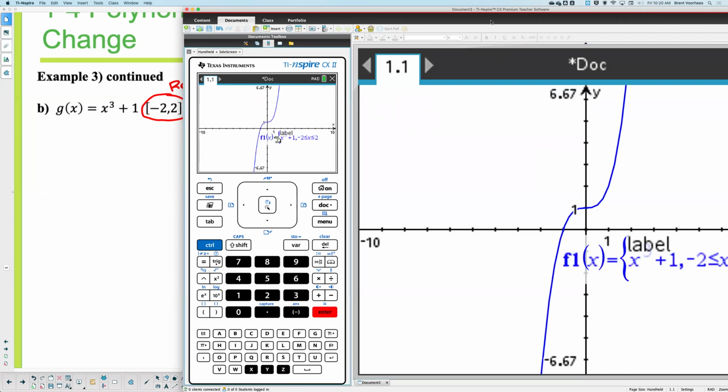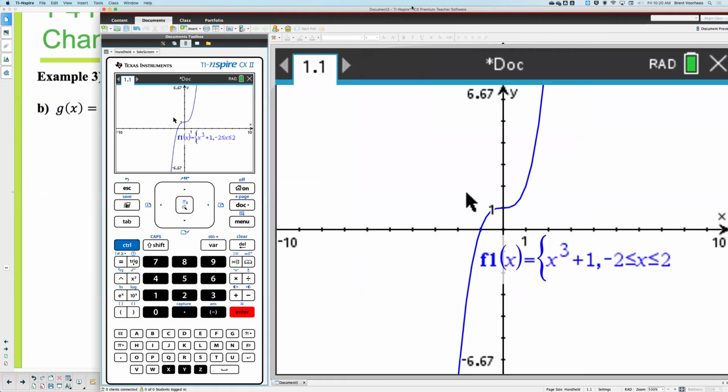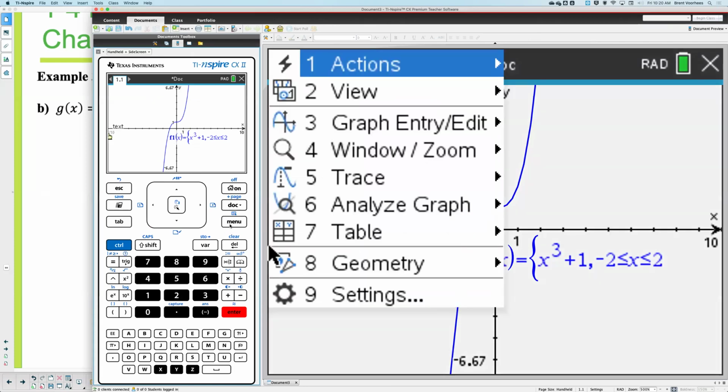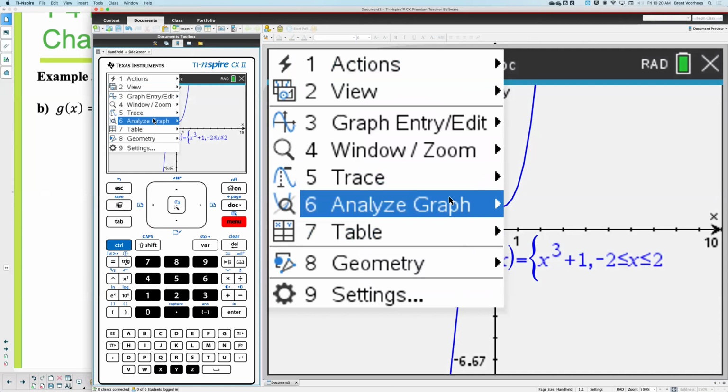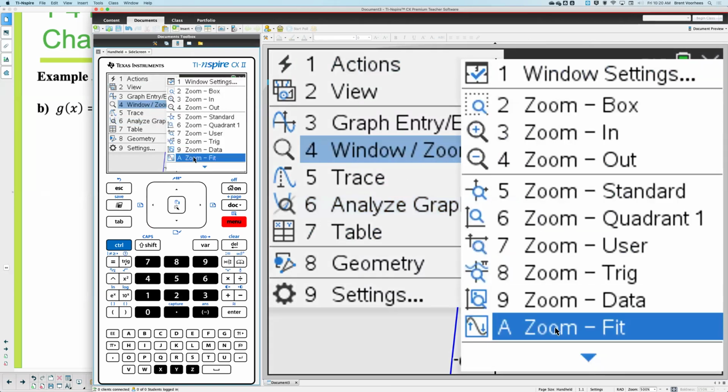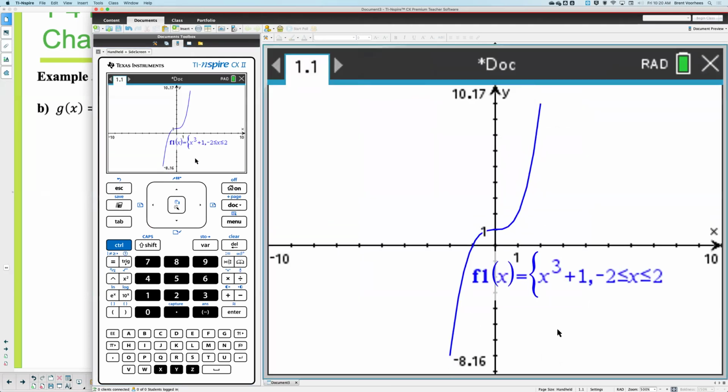The graph looks like it's going off the screen. But because of the restriction, it should not go off the screen. What buttons do we press to see the whole graph? Zoom fit. And like I said, we will only do zoom fit if we have a restriction. We will never do it if there's no restriction. Do zoom fit.